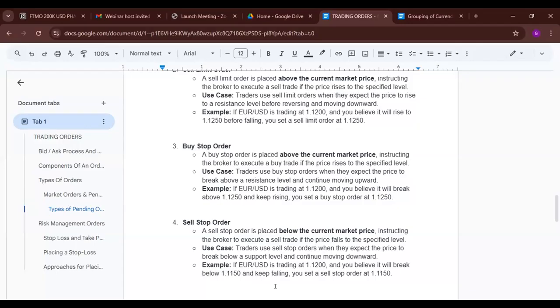So then you have a sell stop order. A sell stop order is placed below the current market price, instructing the broker to execute a sell trade if the price falls to the specified level. So traders use sell stop orders when they expect the price to break below a support level and continue moving downwards. Now, if you go to the charts, I will explain both the buy stop order and the sell stop order.